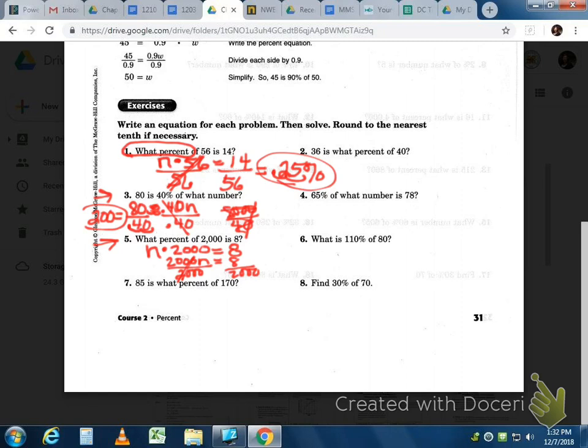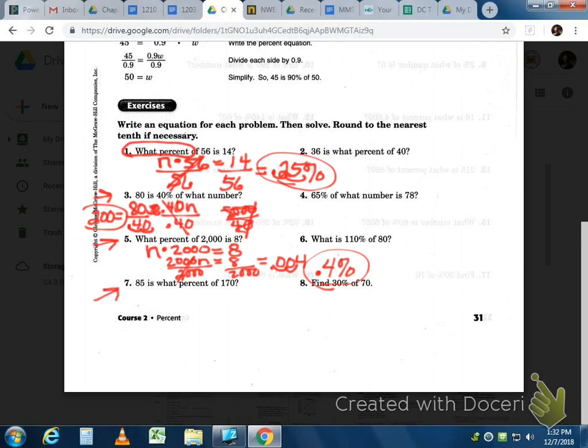So 8 divided by 2,000, I bet it comes out to a very, very small number. What do you think? 0.004. Now, it's asking what percent. How do I change that to a percentage? Yes, 2 places to the right. So what percent will this be? 0.4%. All right, one more.